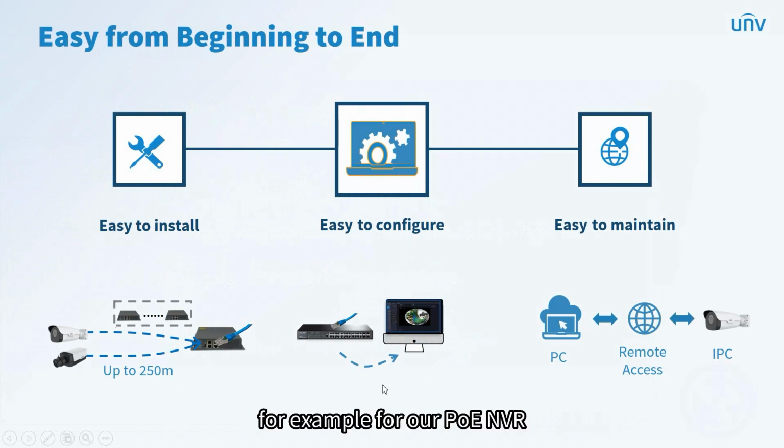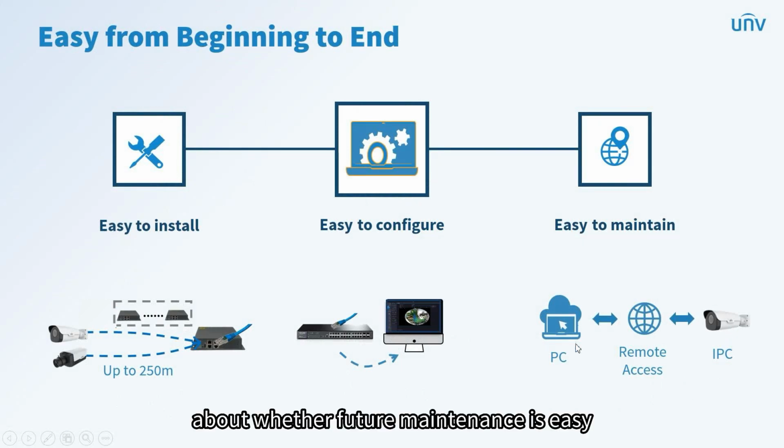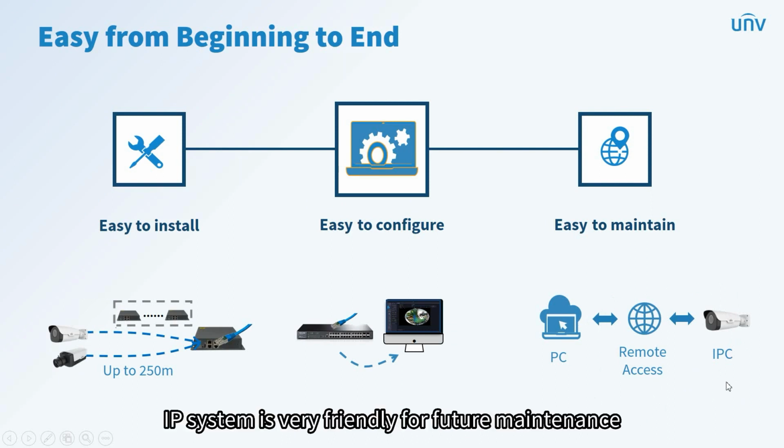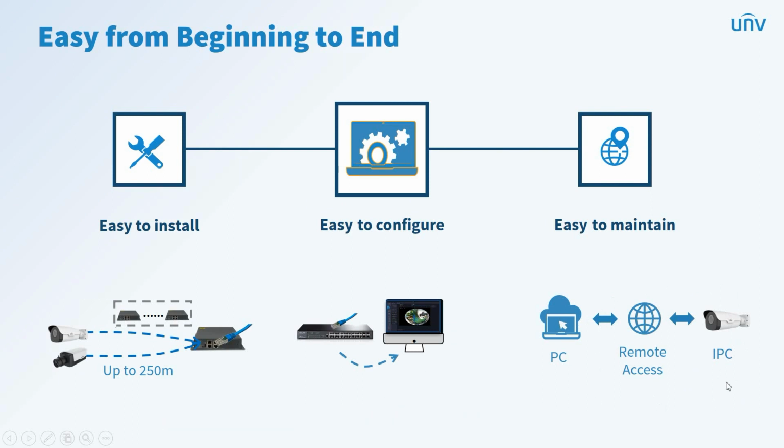For example, for our PoE NVR, what you need to do is only one thing: connecting cameras to NVR with cables, and then we can see the image at once. Then, we also have to think about whether future maintenance is easy, and I'm glad to tell you IP system is very friendly for future maintenance.